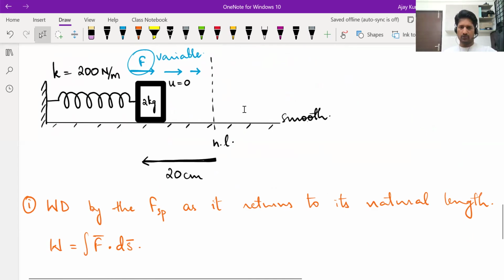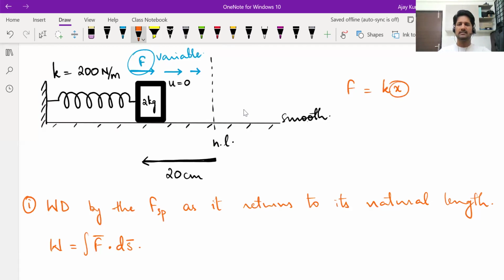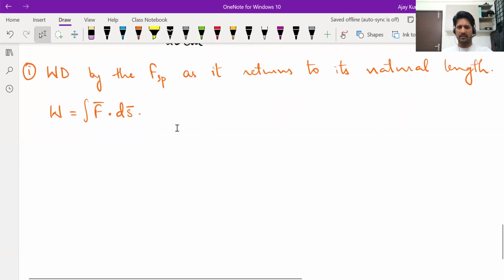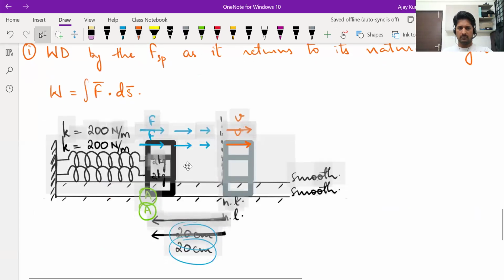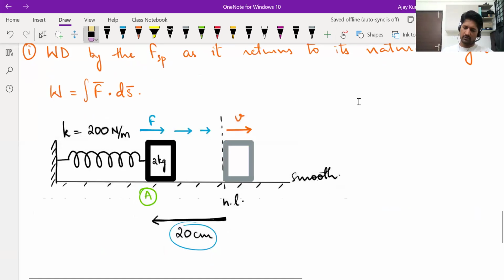So we need to use integral F dot ds. We know the expression for the force. We still need an expression for displacement and the angle between force and displacement. All these things are required. Let us think carefully. Follow me, all of you. The force expression is kx, where what is x in this? In the expression for spring force, what does x mean? Like from the natural length. Deformation. Compression or elongation from the natural length.